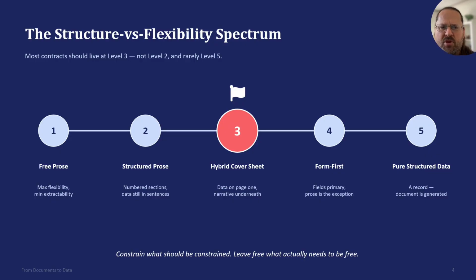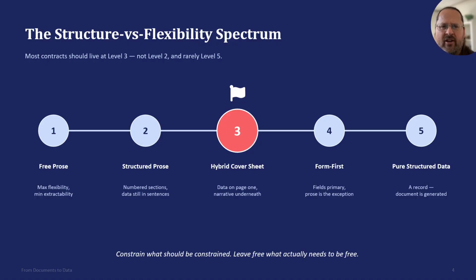Position 5 is pure structured data. There's no document at all in the traditional sense. It's a data record, a database row, an API payload, a spreadsheet. And a document only gets generated from it when a human actually needs something to read. The document becomes an output, not an input.